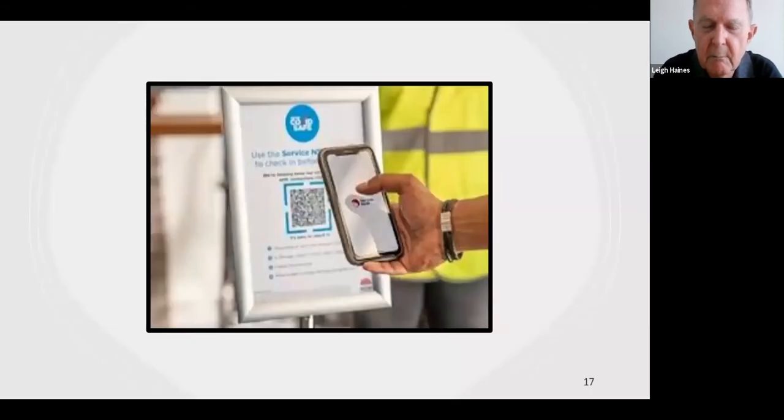So that's pretty much what it looks like. This picture shows you a person holding their telephone. They just point it at the QR code and possibly touch the scan button, but it will probably scan it itself.